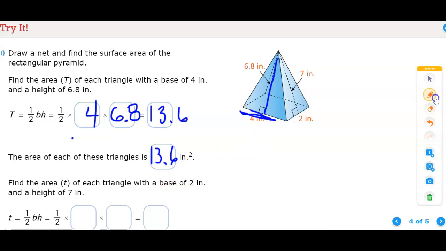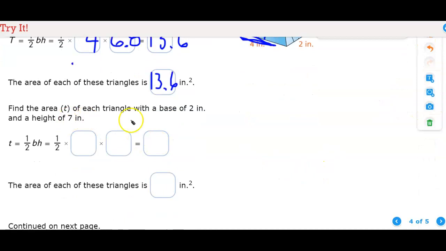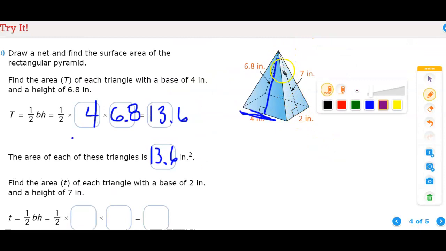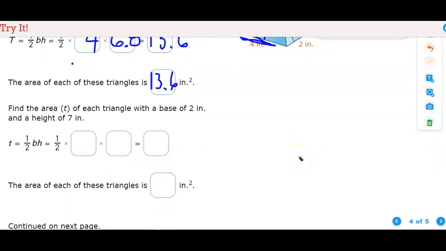Now we have the little t, and let's do a different color for the little t. The little t has a base of 2 and a height of 7. So we have 2 here, and the height of 7 there. Again, we're multiplying 1/2 times 2 times 7. 1/2 of either number will be dividing it by 2. So let's do half times 2. Half of 2 is 1. And then 1 times 7 is 7. So the area of each of these triangles is 7 inches squared.